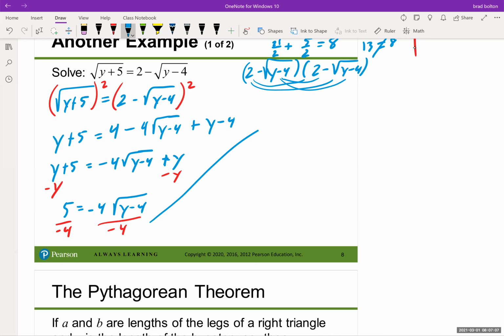Okay. So now let's come over here. So this would be negative 5 over 4 equals the square root of y minus 4. So we have isolated the radical. We have to square it once again. So that's what step 3 means, is repeat step 1 and 2. So we just repeated step 1 and 2 to isolate the radical, and now we're squaring it. And let's see what we have left behind once again. So this would be 25 over 16 equals y minus 4.